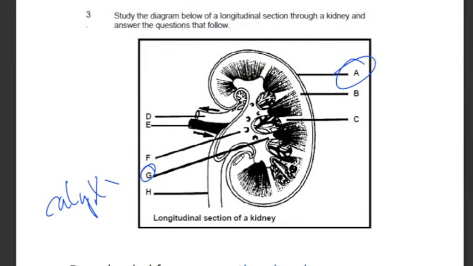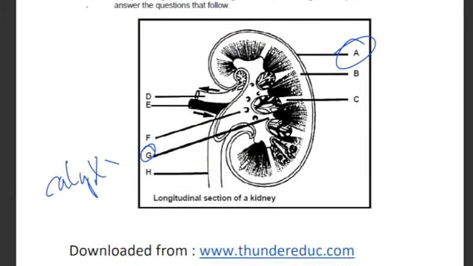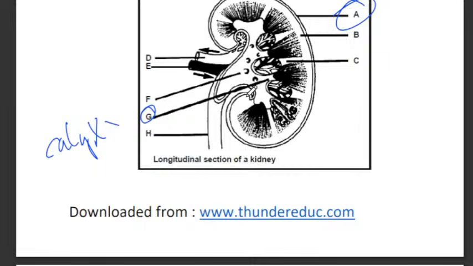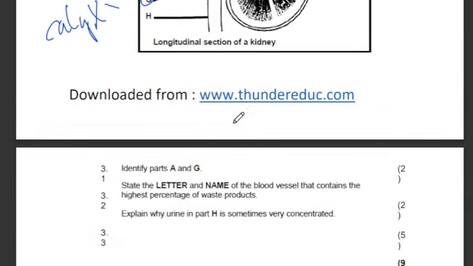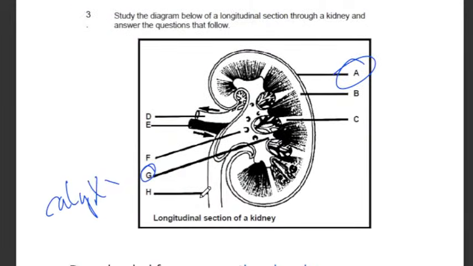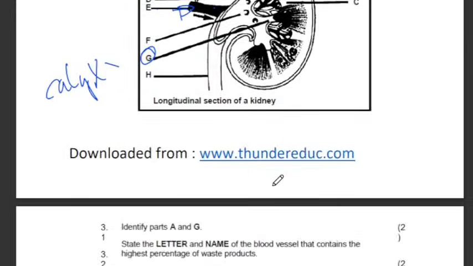Highest percentage of wastes. When you look at it, they're saying: name the letter and the name of the blood vessel where it is. So we have said this one has the highest waste as a result of the blood vessel which brings blood. It's E. So the answer is E, and the part is called the renal artery.